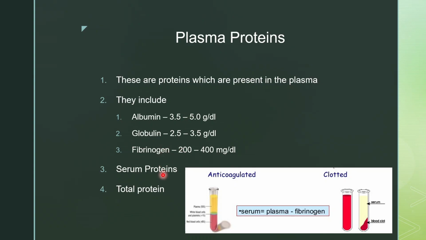Why is fibrinogen getting removed? Because fibrinogen goes into clot formation. Serum we get after formation of clot, after retraction of clot. So when serum is formed, fibrinogen is consumed, and what is remaining is albumin and globulin. So normally we test for proteins in serum. So serum proteins include albumin and globulin, and total proteins are albumin and globulin.